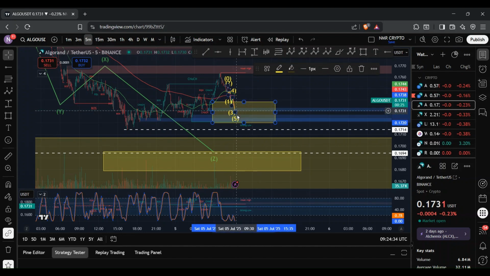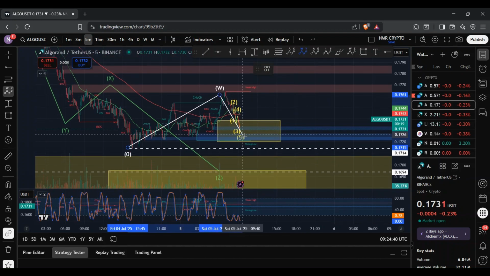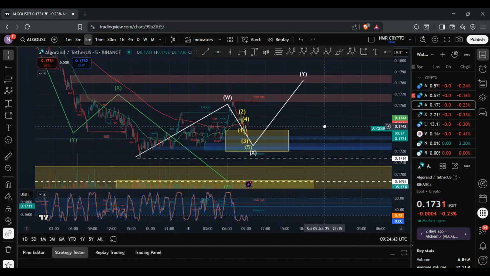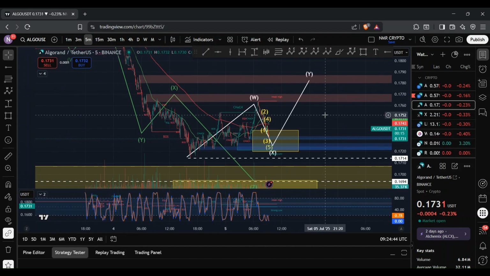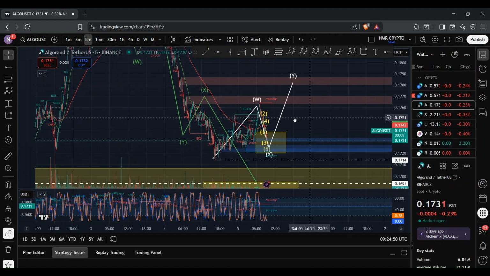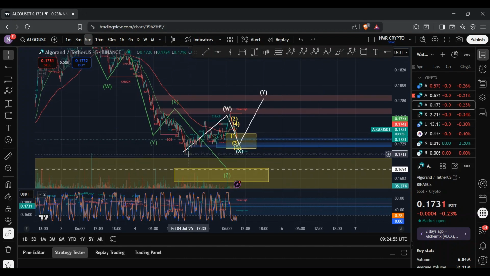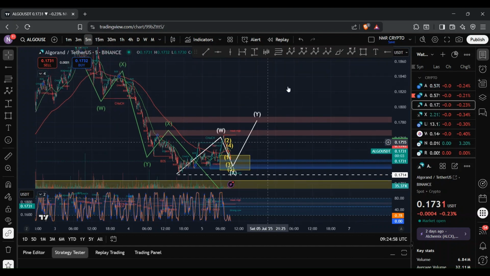And if we do manage to find support at this level, then it's possible that we have a bigger double XY structure that's forming, with this being a W wave, this being an X wave, and this being a Y wave to the upside. And then, yeah, we see that push to the upside where we then even break past this level, which is the X wave or the wave Z origin. And yeah, that could then potentially mean that we ended up seeing that bottom at 70.14 cents, and we see that push to the upside.